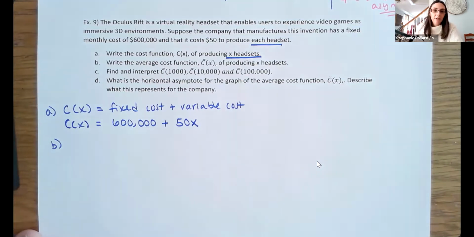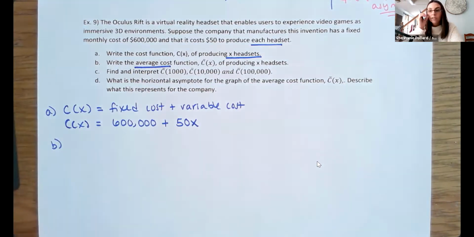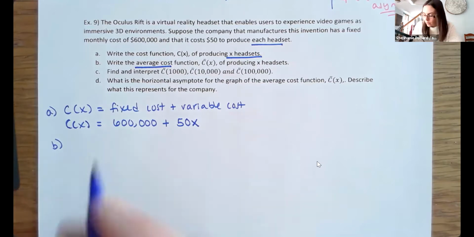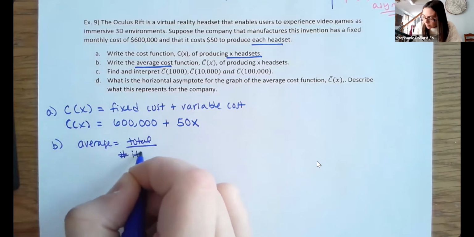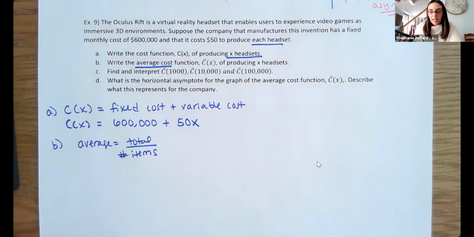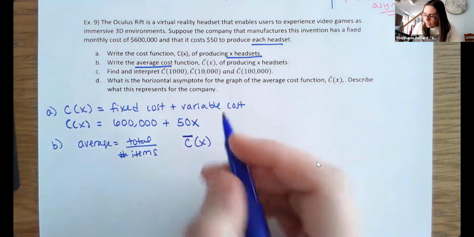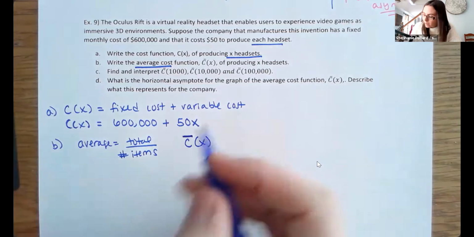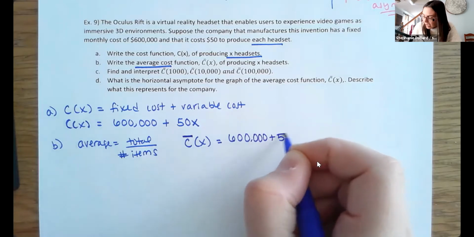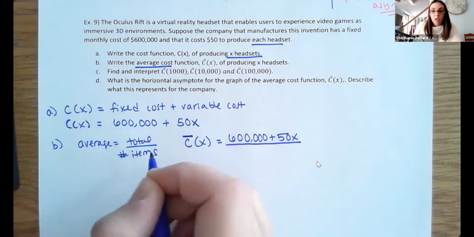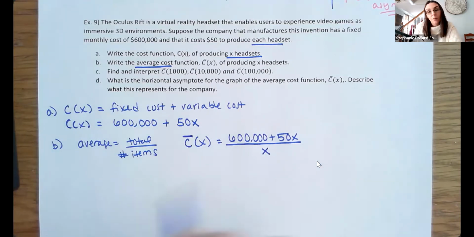Now, B wants us to write the average cost function. So notice it's very similar, but we're talking about an average cost. So think about what an average is, right? In an average, you take your total, so your average is a total divided by the number of items that you've added together. So in our case here, the average cost, and you're using the notation of the bar on top to mean an average, that's a pretty common notation. We use that in statistics as well. It is going to be our total cost. So our total cost is 600,000 plus 50x divided by the number of items we produce. So your number of items that you're producing here are the headsets. So you produce X headsets. So that is your formula for your average cost here.